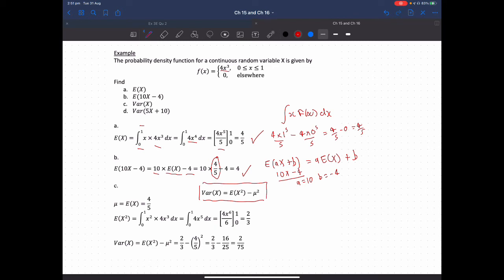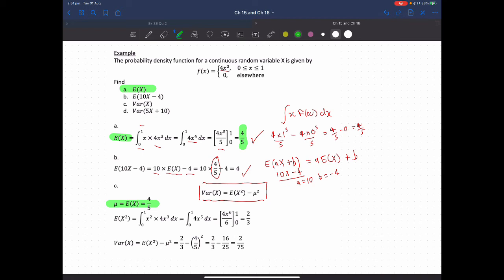Mu is the mean or expected value. We have already found that in part A of the question. We know the expected value of x is 4/5. What we need to do is find the expected value of x squared.